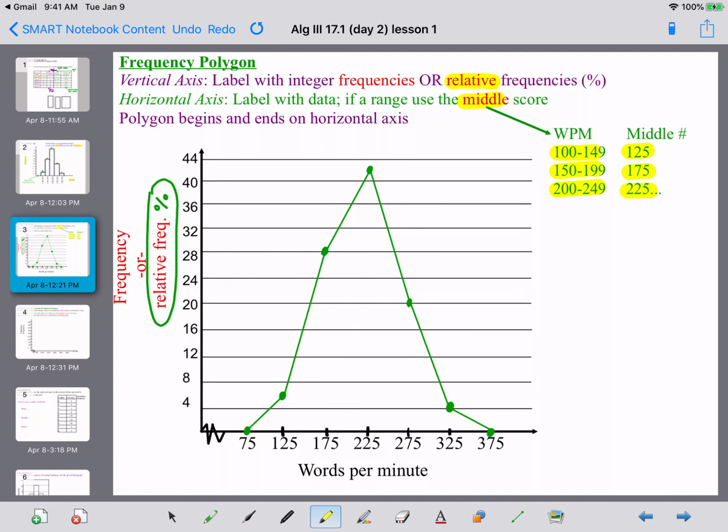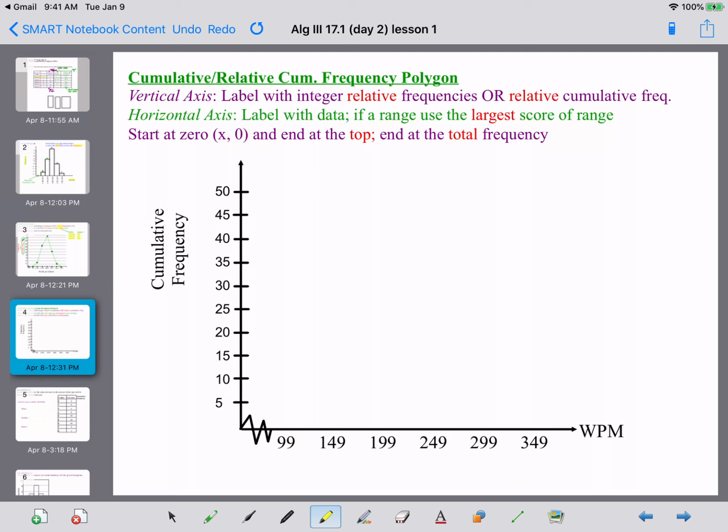All right, and then the third way we're going to look at representing data is called a cumulative frequency polygon. Or it could be a relative cumulative frequency polygon, just depending on how you're representing your data. So your vertical axis is either going to be your relative frequencies or your relative cumulative frequencies, which remember those are just going to be adding up your frequencies as you go. The horizontal axis is still going to be labeled with your data.